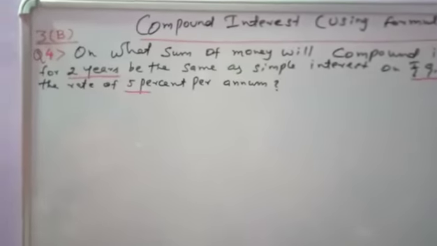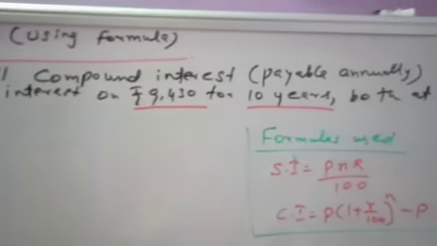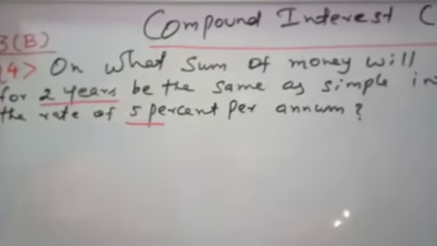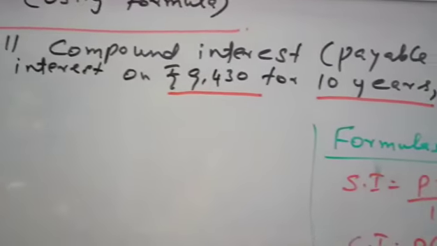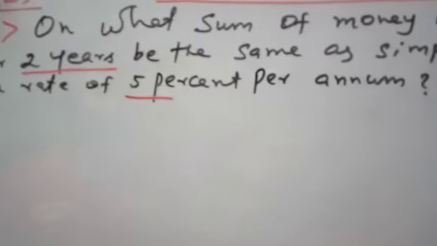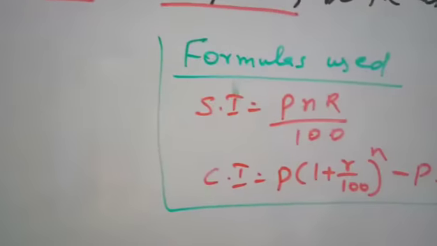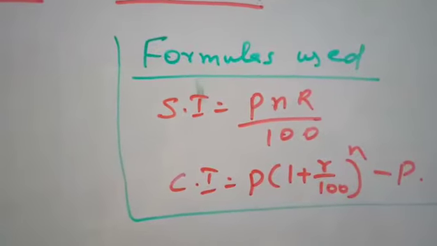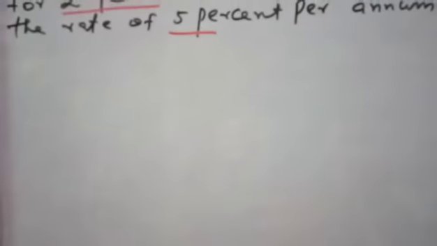Next question. On what sum of money will compound interest payable annually for 2 years be the same as simple interest on rupees 9,430 for 10 years, both at the rate of interest of 5% per annum? So here we need to apply two formulas, simple interest and compound interest. So first we need to find the simple interest.